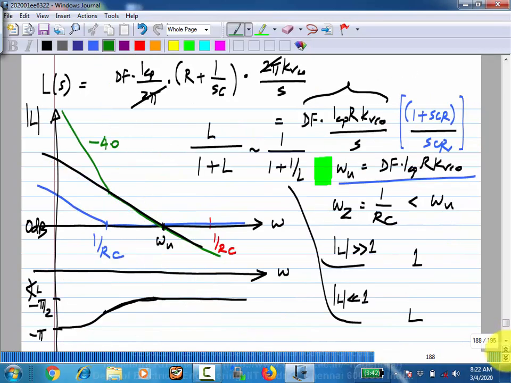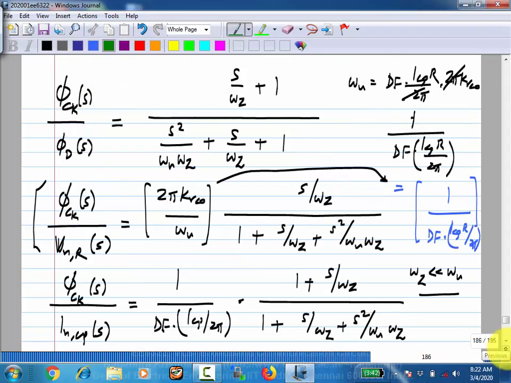So we can also quickly look at the other transfer functions. So what will these look like? phi_ck by V_NR and phi_ck by I_NCP. This is the same as that, right? Except for this scaling factor. Okay, it's also a low pass transfer function. What about this one? So what kind of transfer function is that?